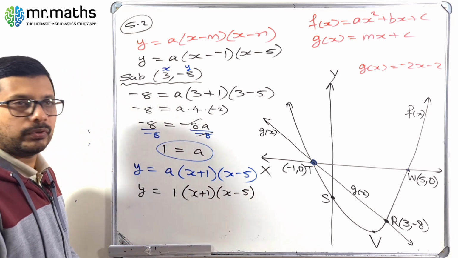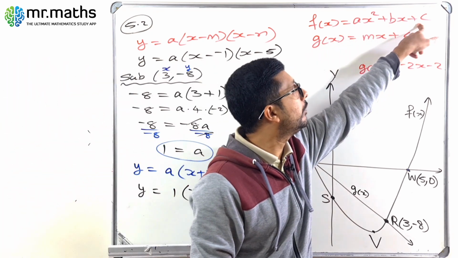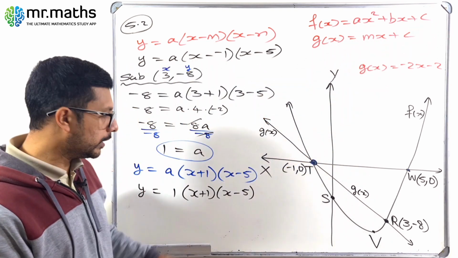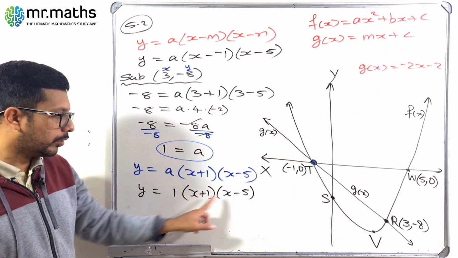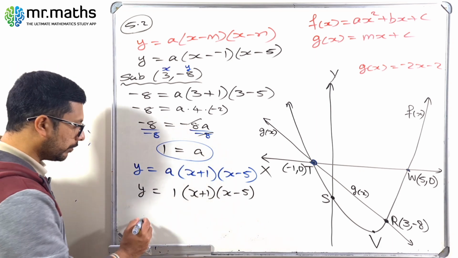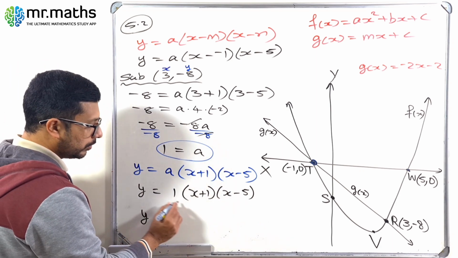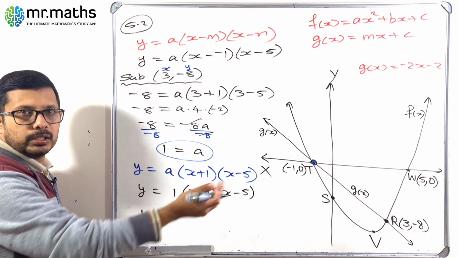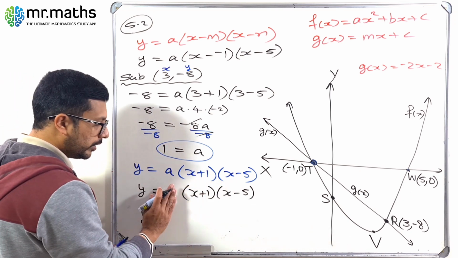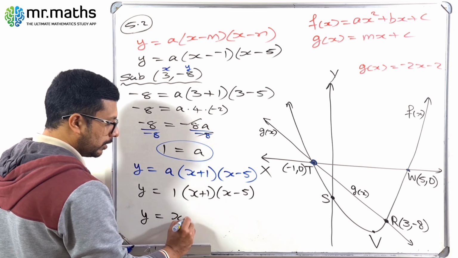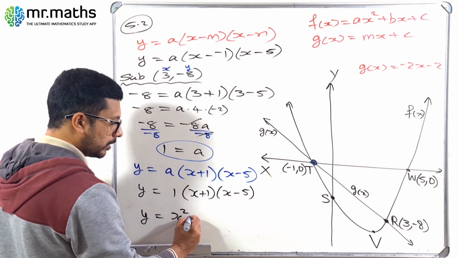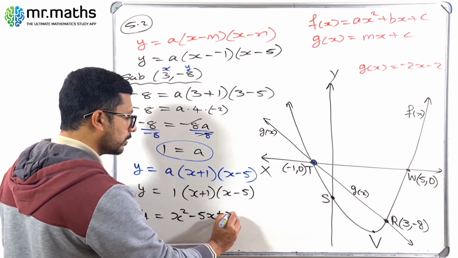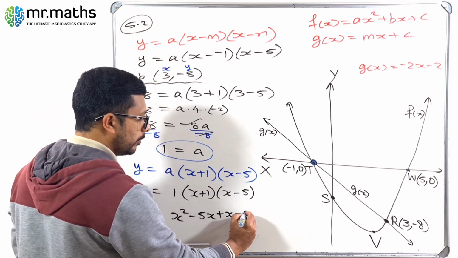Now we want the answer like this. Then only we can say that the value of a is this, the value of b is this, the value of c is like that. To get the answer like that, what you have to do? You have to expand the bracket. So now we can expand the bracket. It won't make any difference because that is outside, and 1 times anything is the same thing, so we can avoid this one. x times x is x squared. x times -5 is minus 5x. 1 times x is x. 1 times -5 is -5.